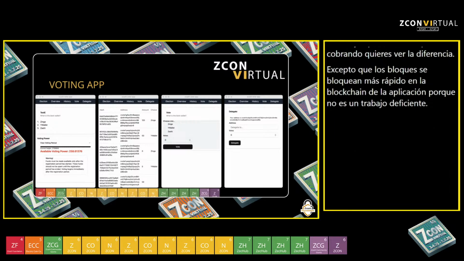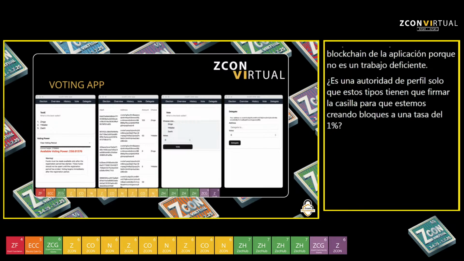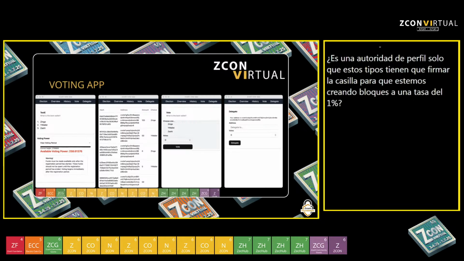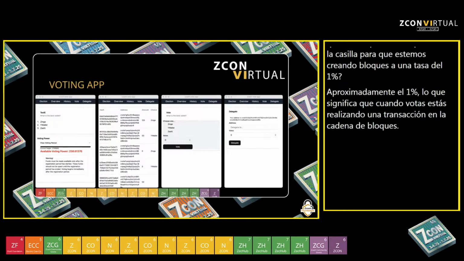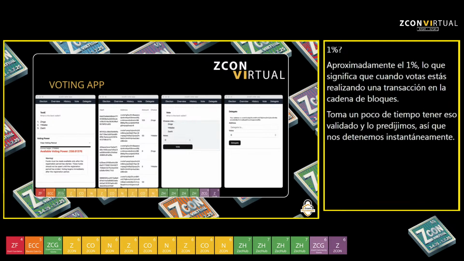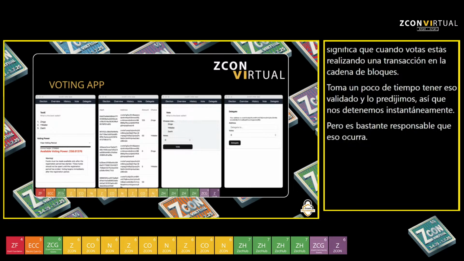Roughly 1 per second, which means that when you vote, you're making a transaction to that blockchain. It takes a little bit of time to have that validated and then replicated. So it's not instant, but it's fairly responsive. It's about 10 seconds for this to happen. All right, so let's see now the voting app.